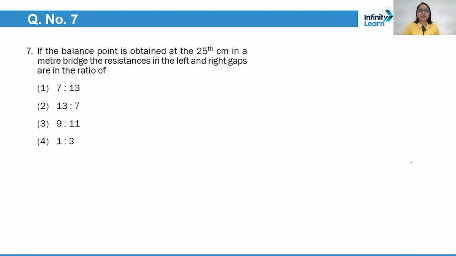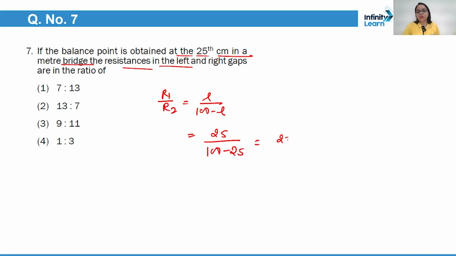Question number 7. If the balanced point is obtained at 25 centimeter in a meter bridge, the resistances in left and right gaps are in the ratio. So R1 upon R2 is L upon 100 minus L. L is 25 divided by 100 minus 25, that is 25 divided by 75. So R1 upon R2 is in the ratio of 1:3. Correct answer is option 4.